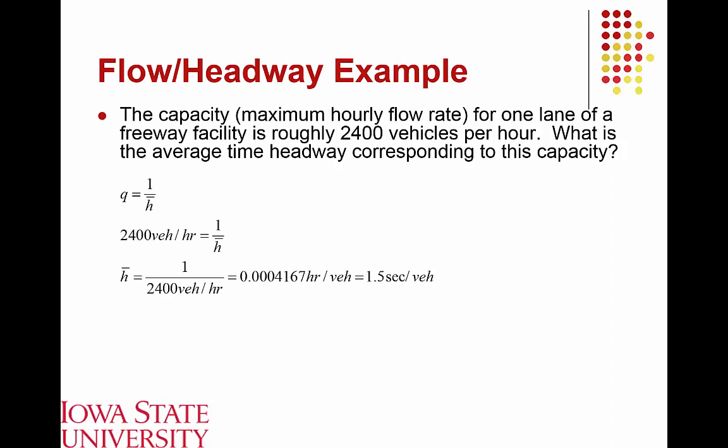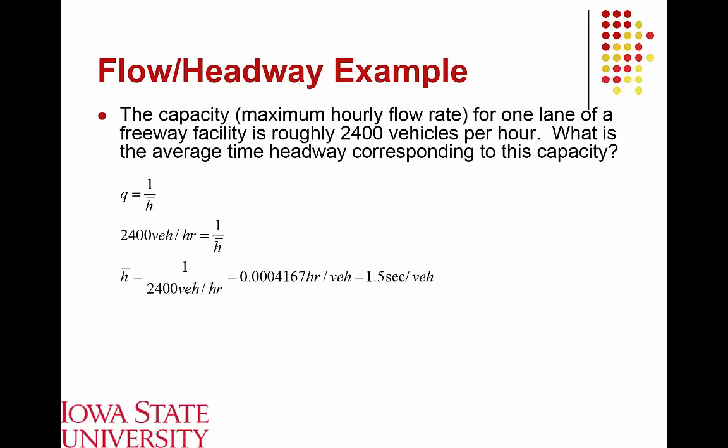And so 2,400 vehicles per hour, we take 1 over the average headway, and so we can directly calculate this number, which doesn't really give us a great intuitive sense. We see 0.0004167 hours per vehicle, and now we simply convert that to seconds per vehicle. So we're just multiplying that quantity by 3,600.